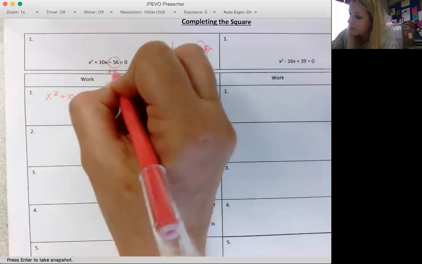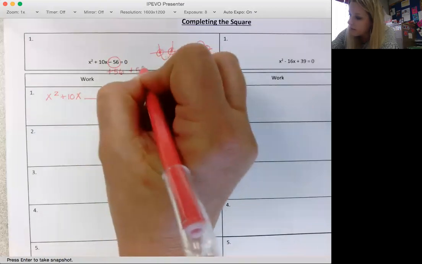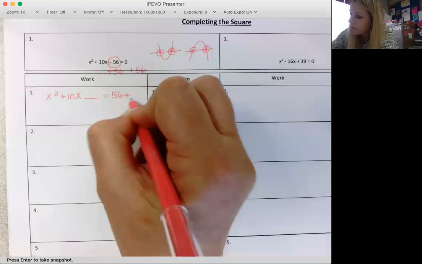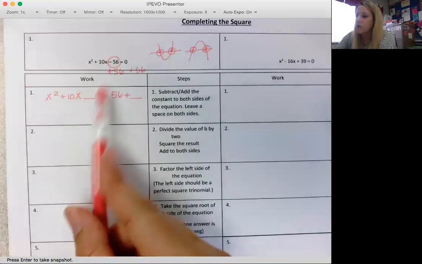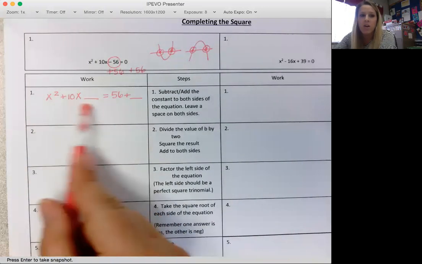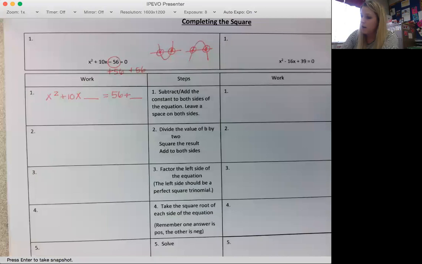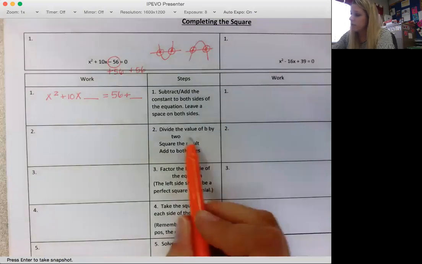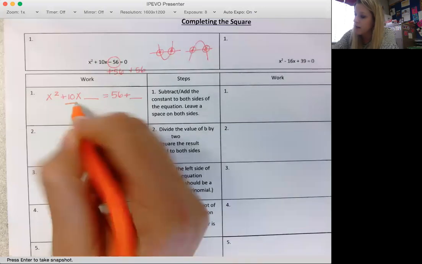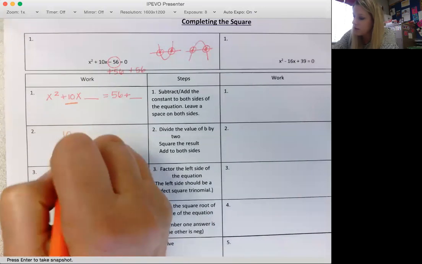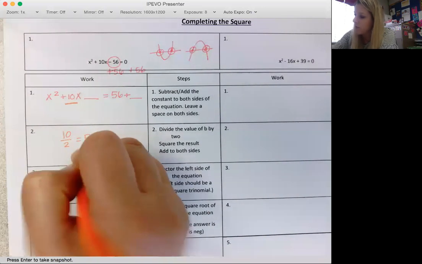So I'm going to add 56 to both sides. I'm going to leave a space there as well. It says leave a space on both sides. So we're moving over our constant, and we're trying to create a perfect square trinomial right here. The next thing we're going to do is divide the b by 2. Well, the b value here is 10, so we're going to do 10 divided by 2, which is 5.